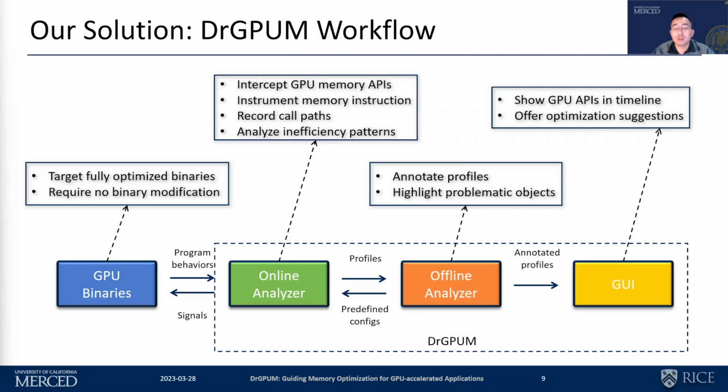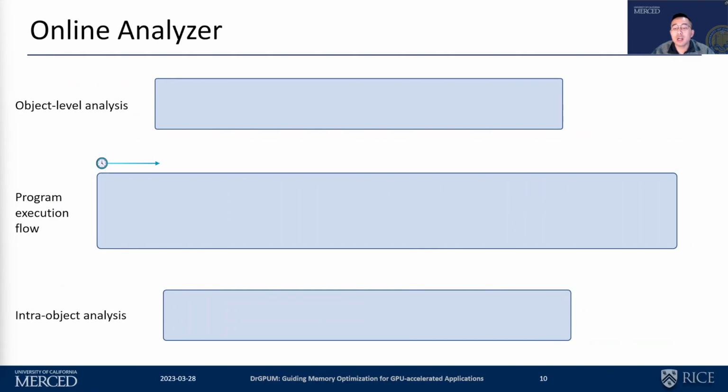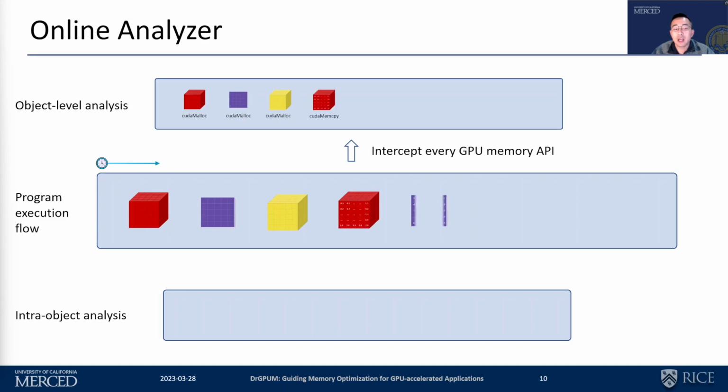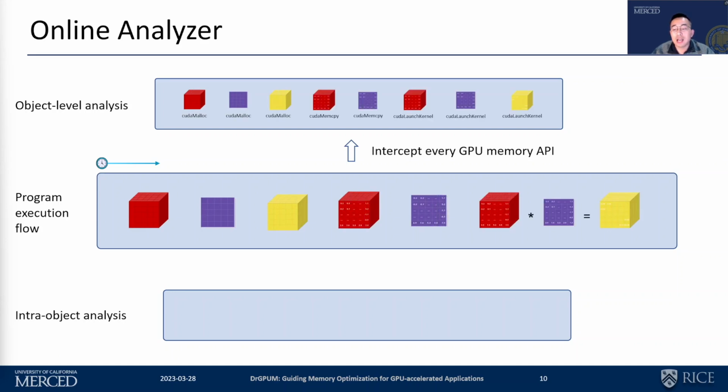Next, I will dive into the core component, the online analyzer, to illustrate the object-level analysis and the intra-object level analysis. For object-level analysis, it intercepts every GPU memory API and analyzes the APIs in the timeline. For intra-object analysis, it instruments every GPU memory instruction and investigates the memory access information within a data object. DrGPUM finally reports memory inefficiency patterns and optimization guidance.